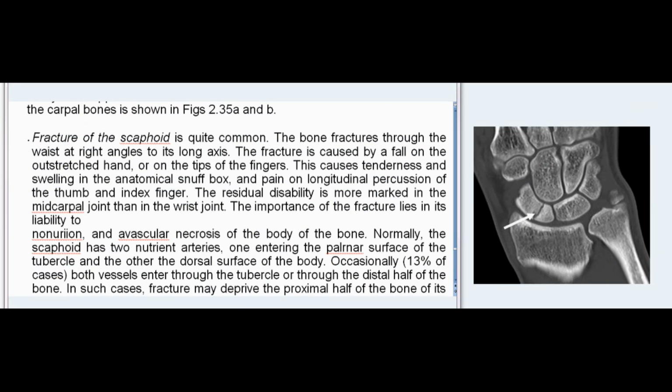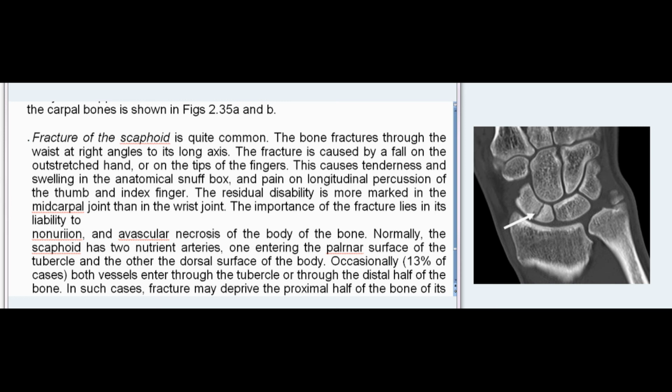Fracture of the scaphoid is quite common. The bone fractures through the waist at right angles to its long axis. The fracture is caused by a fall on the outstretched hand, or on the tips of the fingers. This causes tenderness and swelling in the anatomical snuff box, and pain on longitudinal percussion of the thumb and index finger. The residual disability is more marked in the midcarpal joint than in the wrist joint.